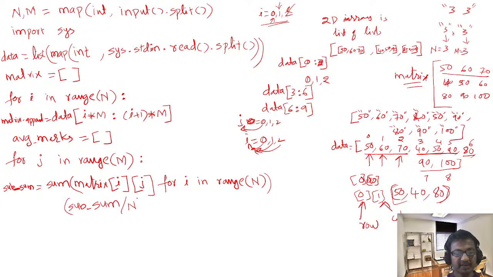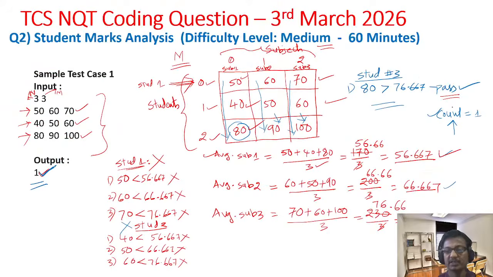Then this average, you store into the variable called average marks. So here what I do is I append it. This is an empty list. So average marks dot append. Just say average marks dot append. That's it. So subject 1 marks will be appended. That means whatever 56.66 you got, that will be stored into this one.